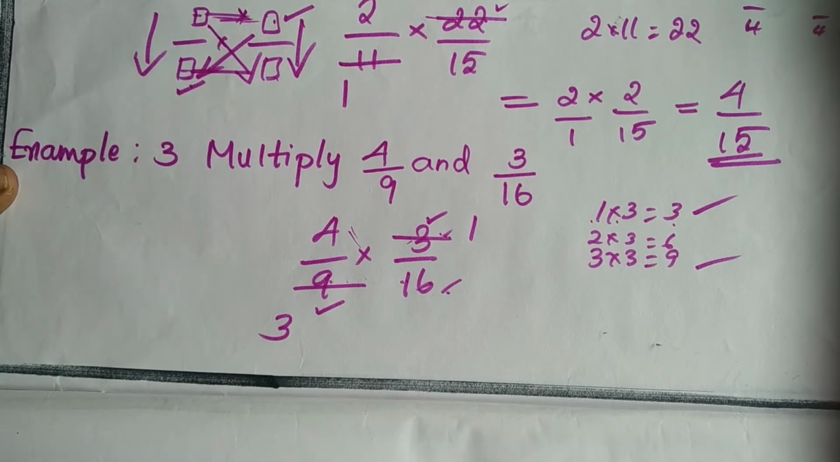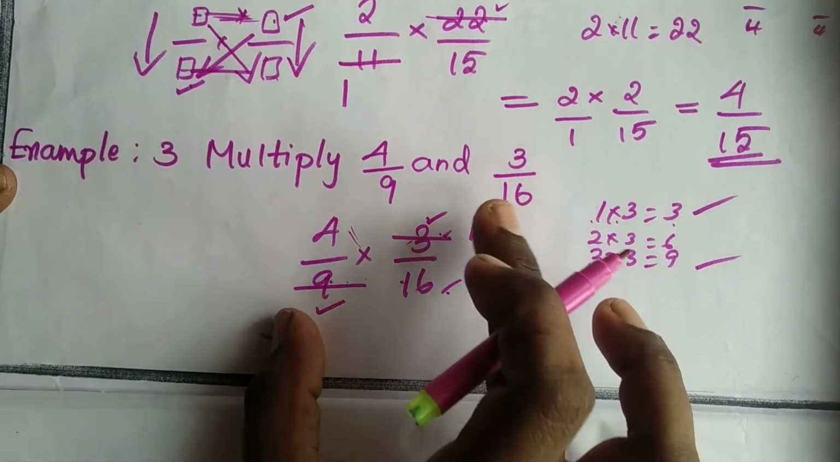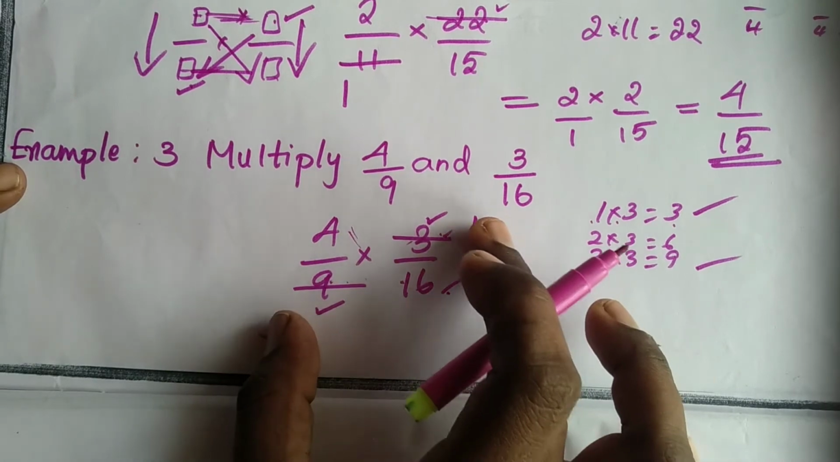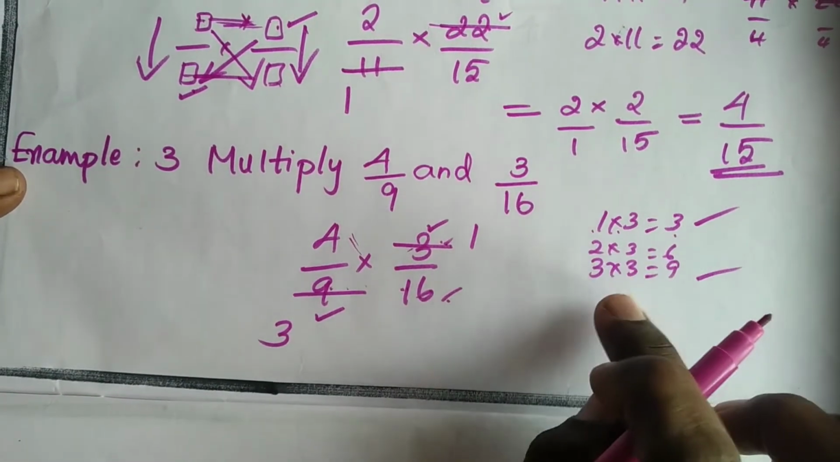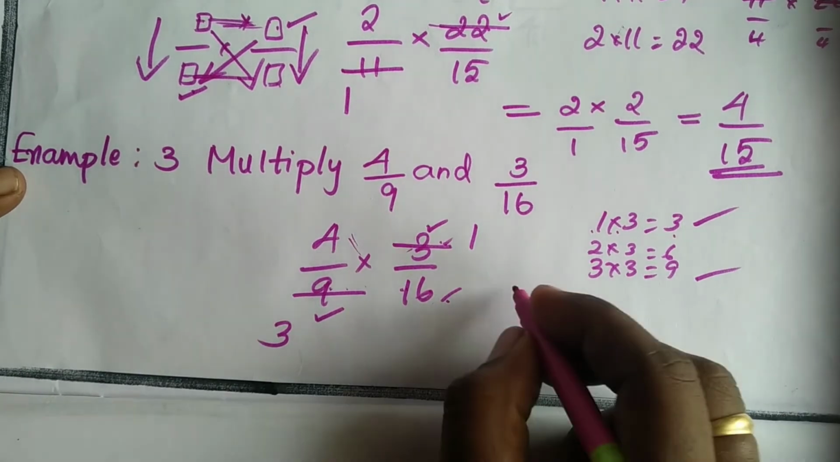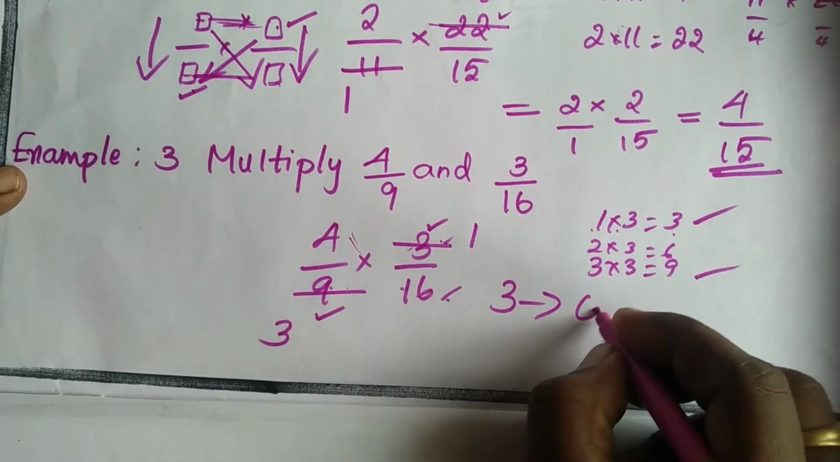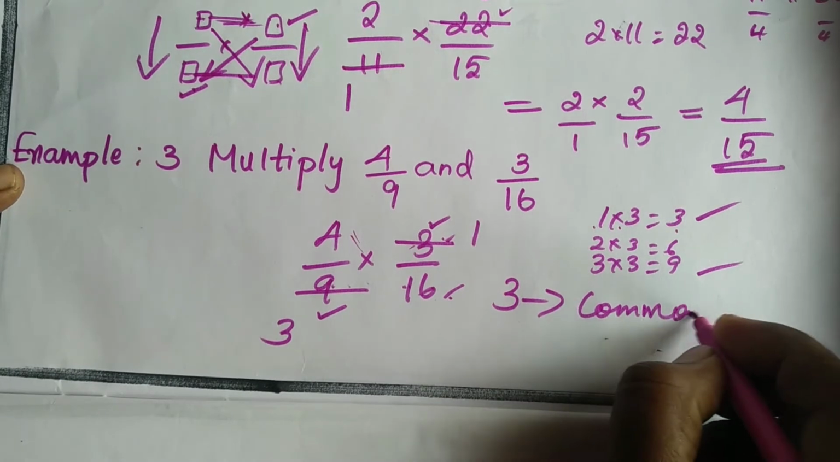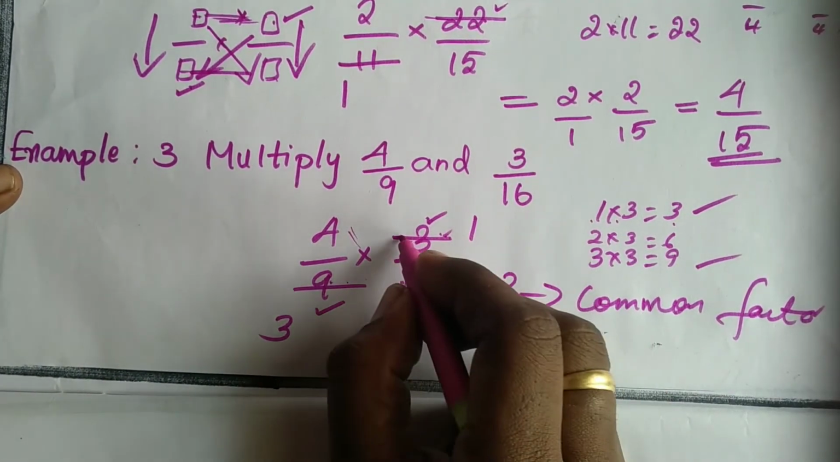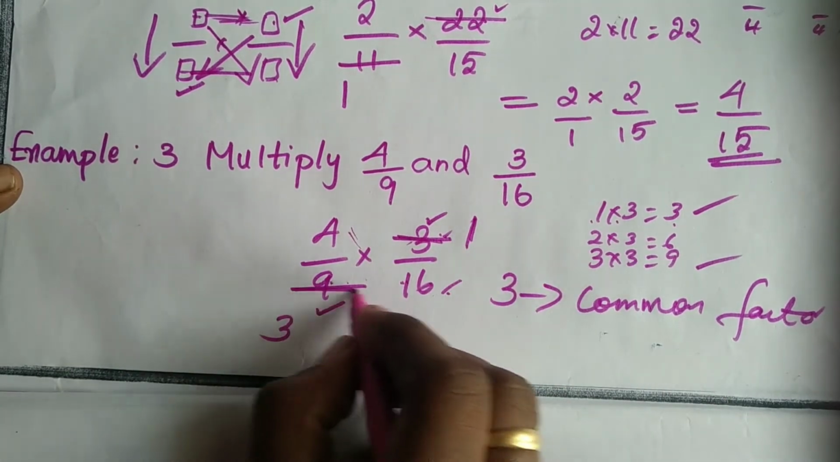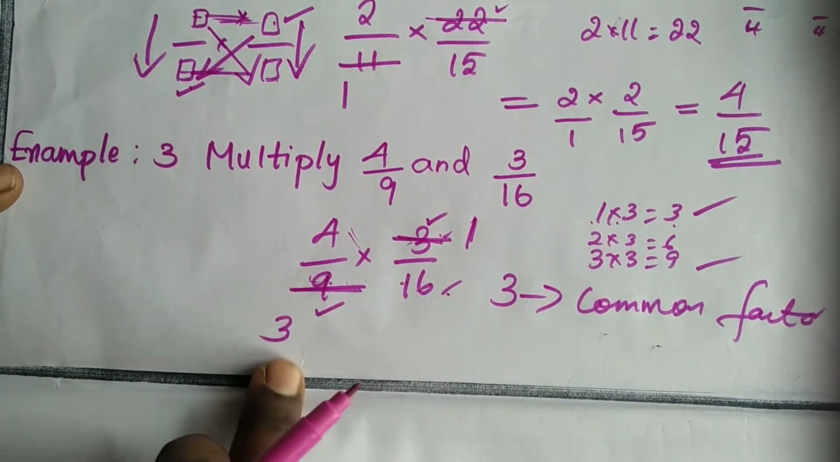Again I am explaining. First you want to check whether the common factor is there or not. See, in the 3 table, 1 3 is 3, 3 3s are 9. So 3 is the common factor. So 1 3 is 3: cut the 3 and write here 1. 3 3s are 9: cut the 9 and write here 3.